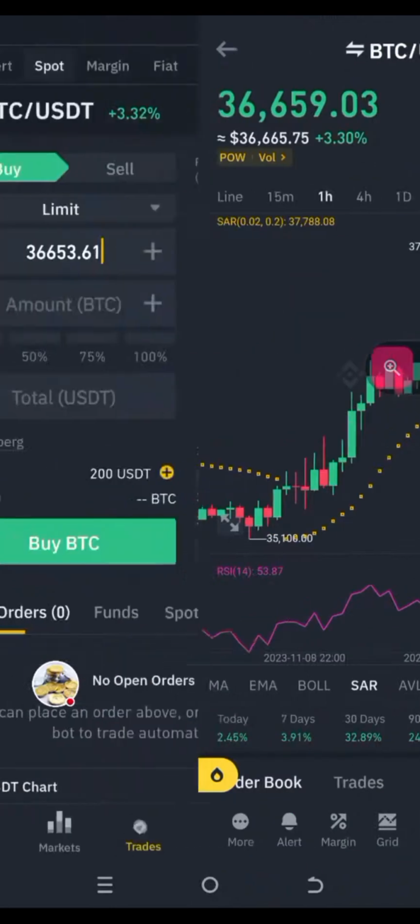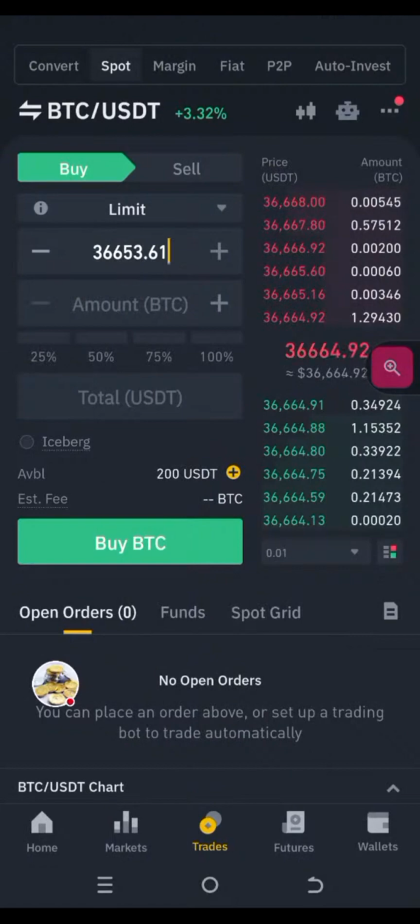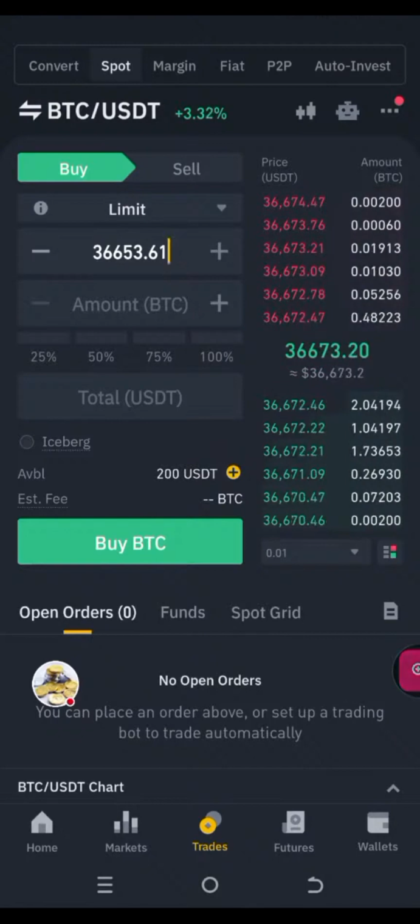So this is the spot trading section. The reason why I tend to use the spot trading section more than the convert is because most of the pairs are in the spot trading section. Most times when you go to convert, you may not see these pairs, or you may not see these pairs appear the way they appear in spot trading.